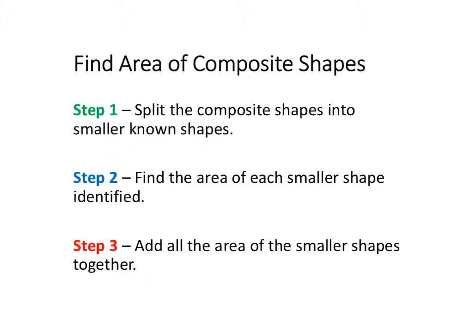The first step is to split the composite shape into smaller known shapes. The second step is to find the area of each of those smaller shapes you identified in step 1. And then step 3 is to add all of the areas together to find the total area of the original composite shape. If you follow these 3 steps, you'll be able to calculate the area of any composite shape provided.